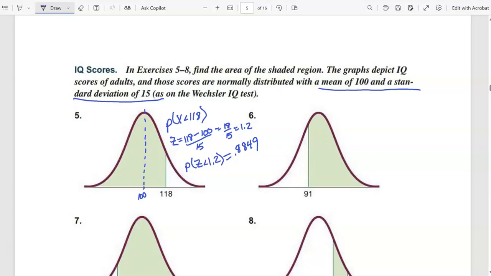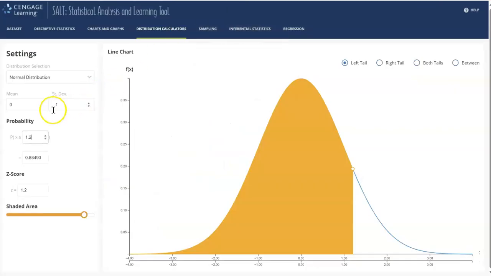But what's nice with technology is that we no longer have to think about that z-score. We could actually just type in all the information. So let me show you that. They told us the mean was 100 and the standard deviation was 15. We want to find the probability we are less than 118. And you can see that it's going to standardize that for us. It's going to pop out that z-score value of 1.2. And it's going to give us that probability of 0.8849. So you've got a couple of options here.